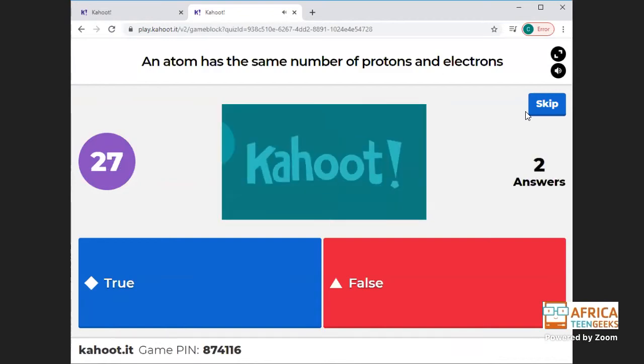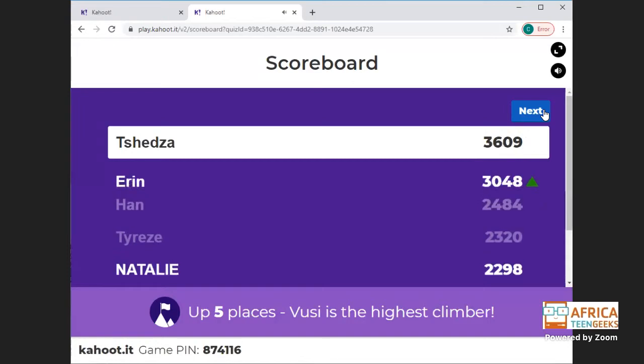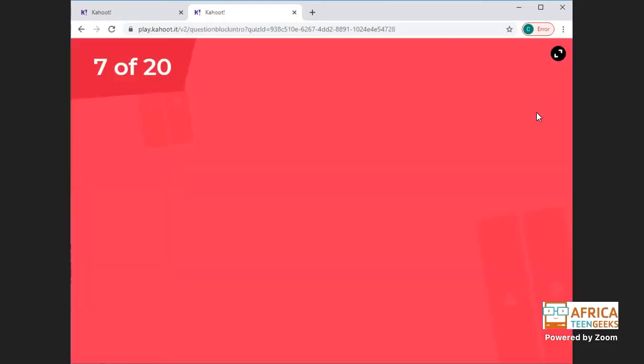An atom has the same number of protons as electrons. Correct, guys? An atom does have the same number of electrons as protons. Okay, see who's topping the board. We have Chedza, Erin, Han, Tyrese, and Natalie. Vusi is the highest climber. But Vusi, where are you?